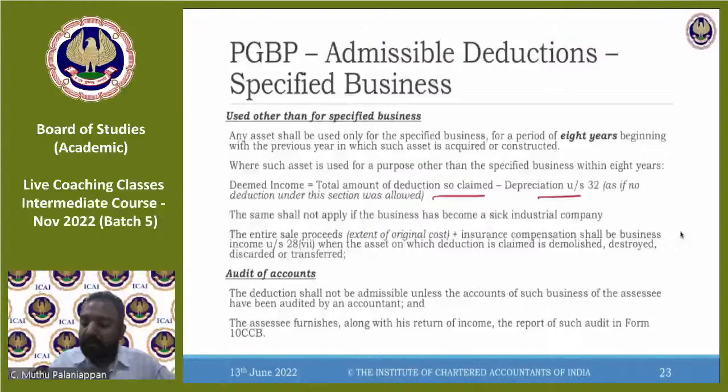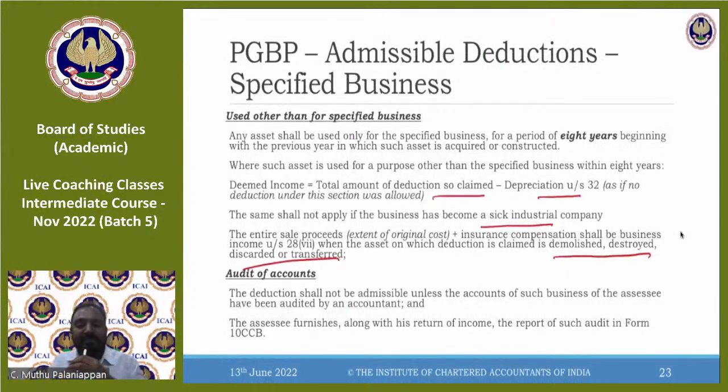And then the same shall not apply if the business has become a sick industrial company. So this provision is not applicable if your business is a sick industry. If the asset is demolished, destroyed, discarded, or transferred, then whatever is your sale proceeds or the scrap value, plus the insurance compensation, shall be your income.